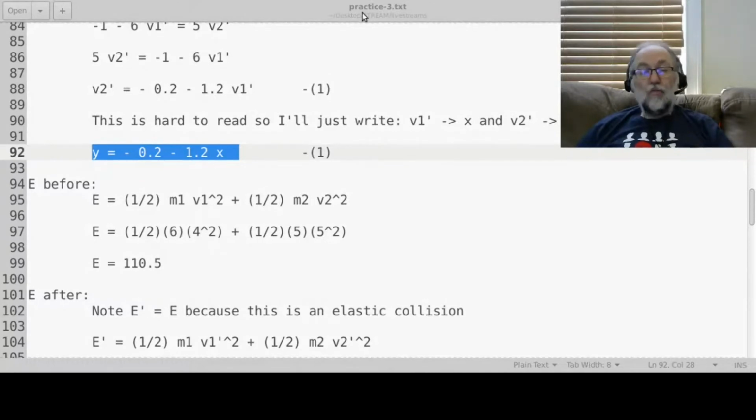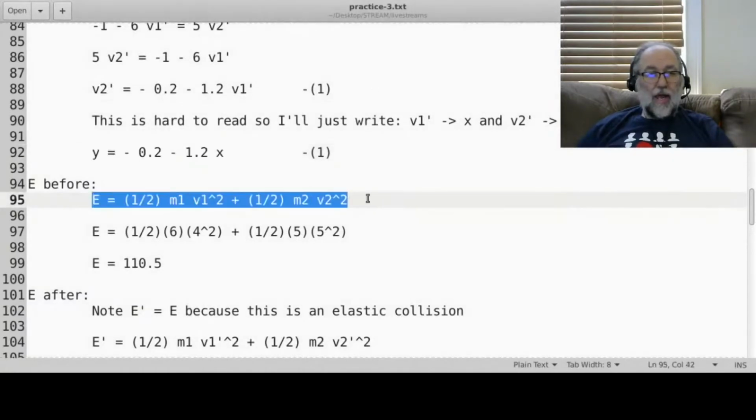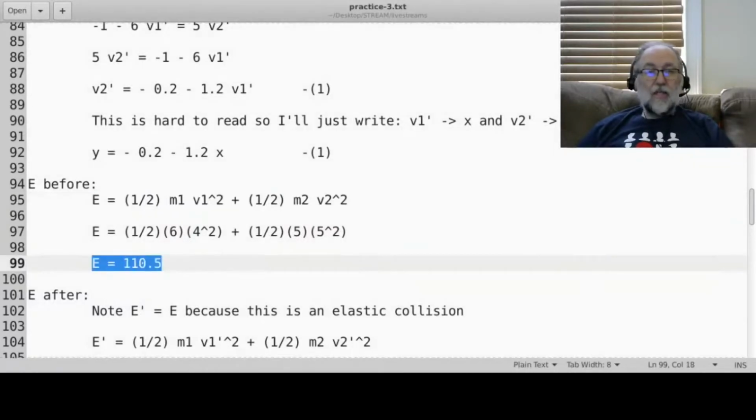All right, now what? Well, we have to develop the equation for conservation of energy. We have the energy before, and there's the expression for it. It's 1/2 mv squared for each of the masses. Substituting in the numbers, of course, you get what we got above, because it is the same initial condition as above.